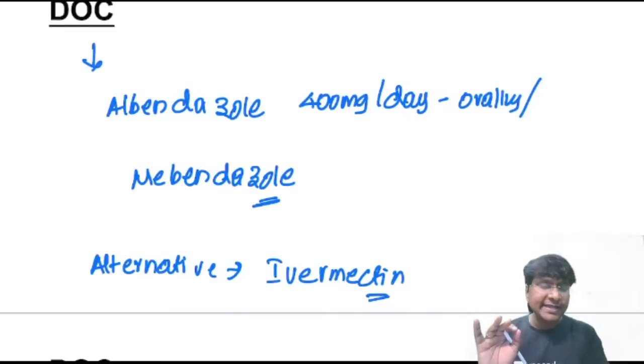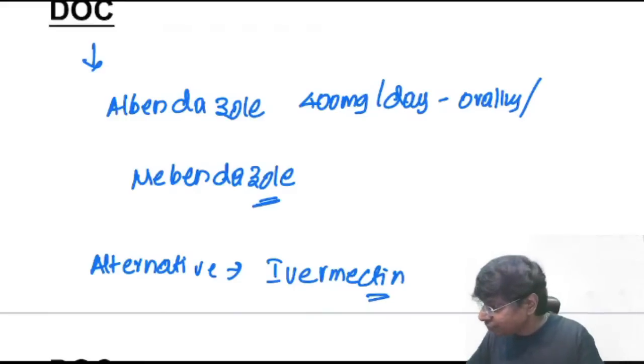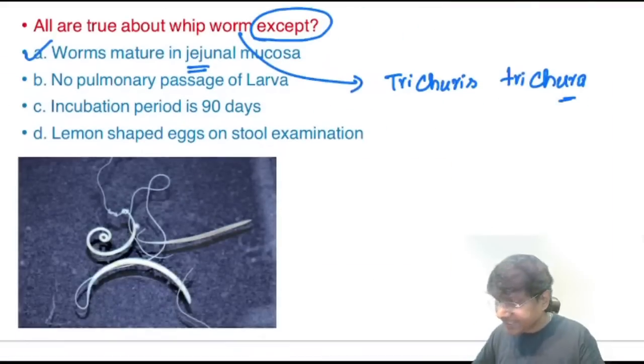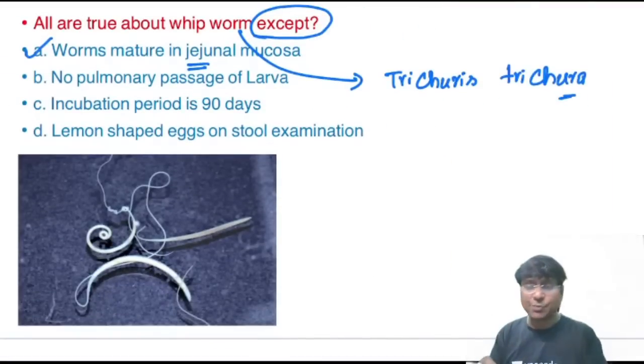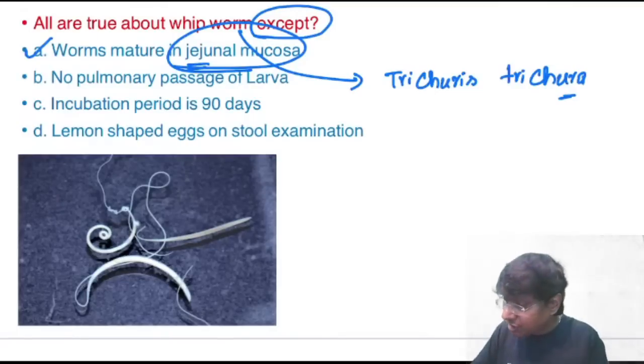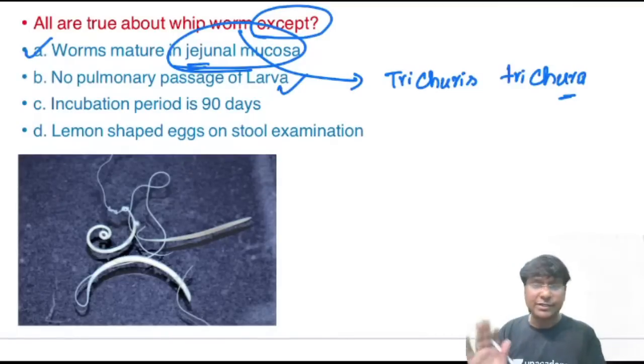So let me quickly recap about this particular Trichuris trichiura. This is nothing but your whipworm. The infections are acquired by ingestion of the eggs. The larvae hatch in the small intestine and mature in the large bowel, that is within the cecum, not within the jejunal mucosa. And the worms do not migrate through tissues.